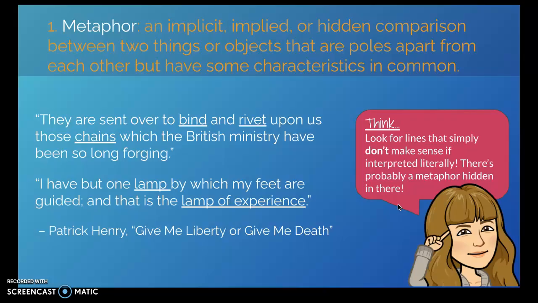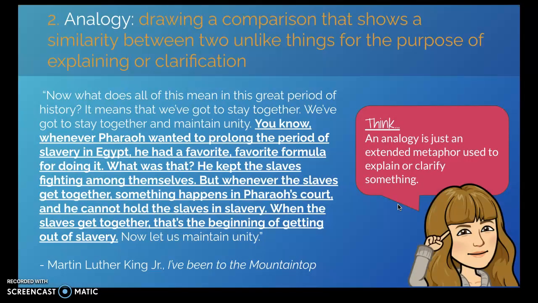He said, "They are sent over to bind and rivet upon us those chains which the British ministry have been so long forging." Well, in fact, he is not talking about literal chains, right? He's talking about legislation. He's talking about overreach and control from the British government, but he is using these metaphors, bind, rivet, and chain, in order to evoke that feeling of enslavement, right? Which comes with it some very strong feelings and attitudes.